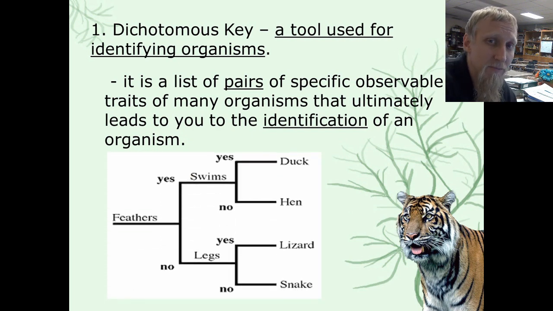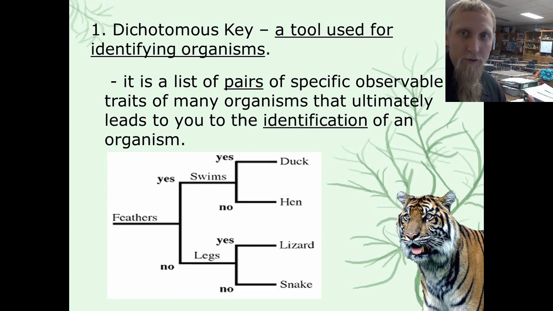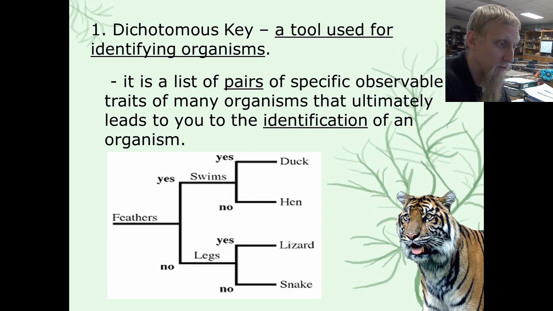This is a really simple dichotomous key for 4 animals: a duck, a hen, a lizard, and a snake. Let's imagine we don't know what a duck, a hen, a lizard, or a snake is. So if I'm holding one in my hand, I can read through this dichotomous key. You start on the far left, and it says feathers, yes or no. So that's your pair of statements. Yes, it has feathers, or no, it doesn't.